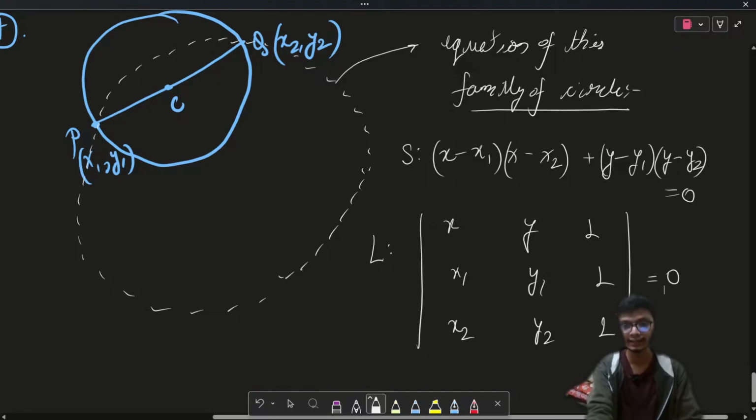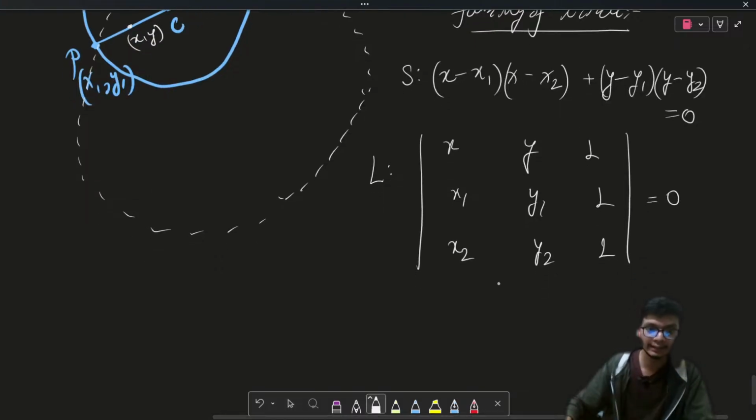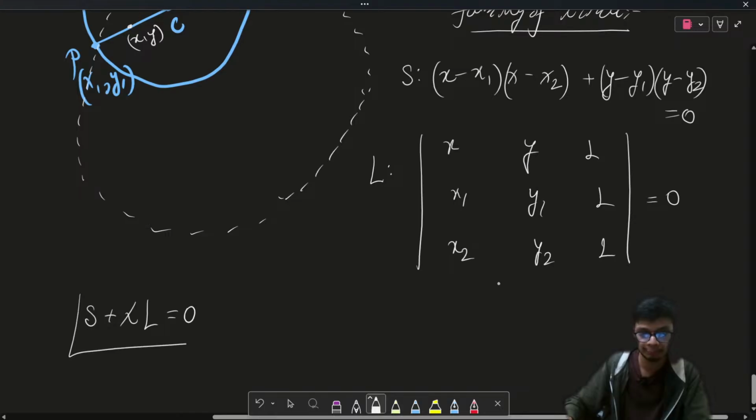If you recall, this is nothing but the area of the triangle equals 0. That means if I take any point x, y, these 3 points are to be collinear. If the collinearity is satisfied, that means they are lying on the same straight line PQ, and therefore this determinant should be equal to 0, which implies that this is the equation of this particular line. Using this, we can also write the family of equations as S plus lambda times L equals 0.